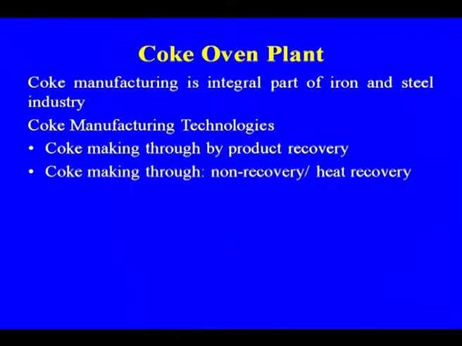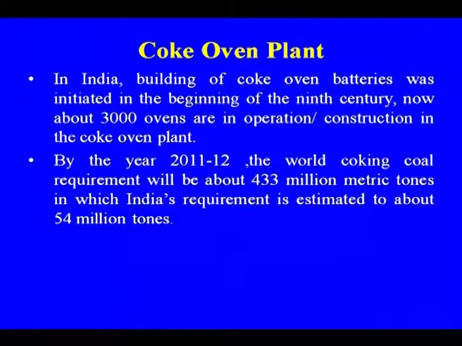Coke manufacturing technology: coke making through byproduct recovery, and coke making through non-recovery and heat recovery. In India, building of coke oven batteries was initiated in the beginning of the 19th century. Now about 3,000 ovens are in operation. By the year 2011-12, the world coking coal requirement will be about 433 million metric tons, in which India's requirement is estimated to be about 54 million tons.